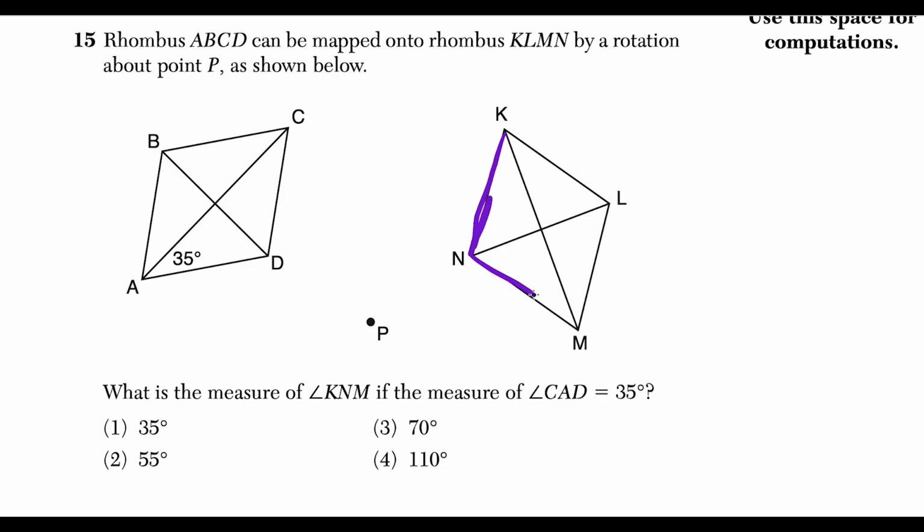And what we're told is the measure of this angle CAD is 35 degrees. Now, because this rhombus was mapped onto this one by rotation, these two rhombuses are equal in measure. They're congruent, so their sides and angles are the same. Now, what we have to be mindful of here is that in a rhombus, all the sides are congruent. And what we have is that the diagonals not only bisect each other, but they are also perpendicular.